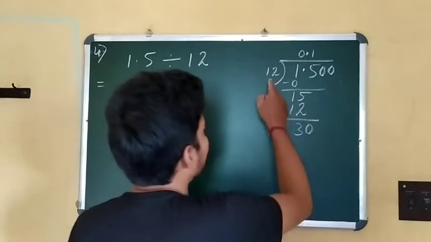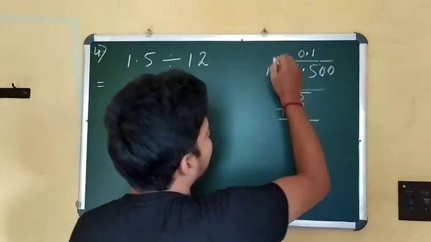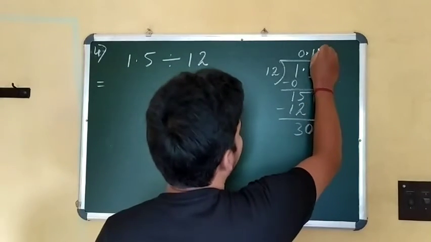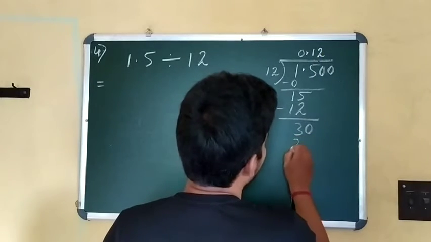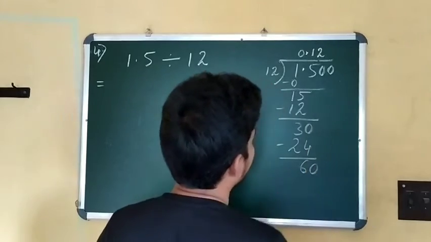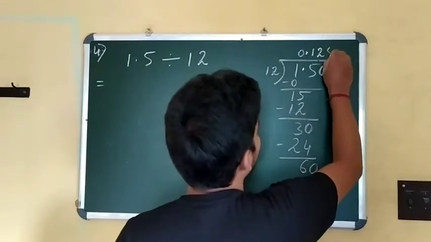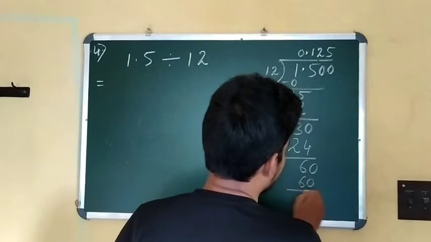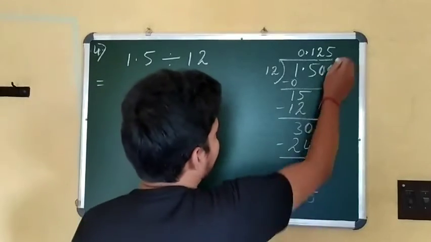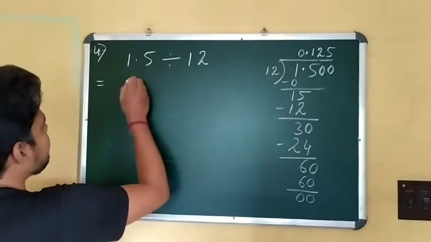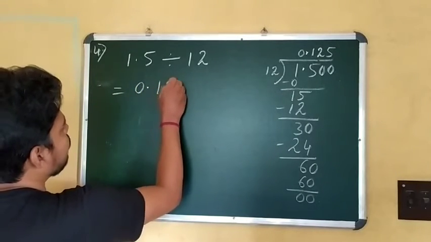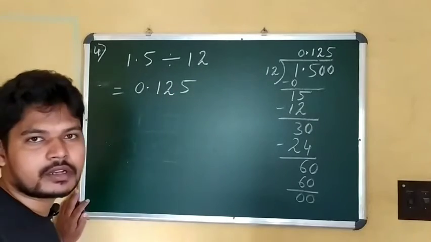Okay, so 12 into 1 is 12, 12 into 2 is 24, 12 into 3 is 36. So you write down 12 into 2, that is 24. Now minus, 6, next 0. Now 5 into 12 equals 60. Now at last we get 0, which is our remainder, and that is our quotient. So from this division we get the answer, the quotient, that is 0.125. That is our answer.